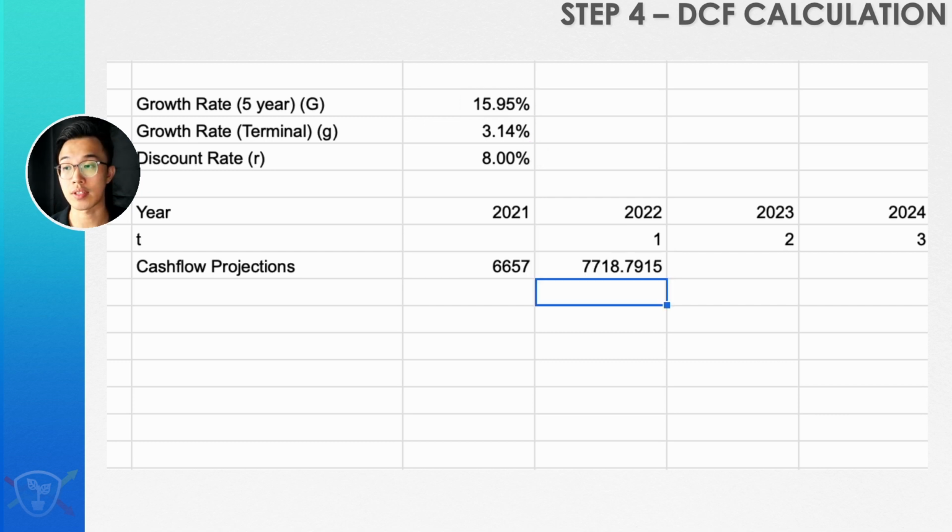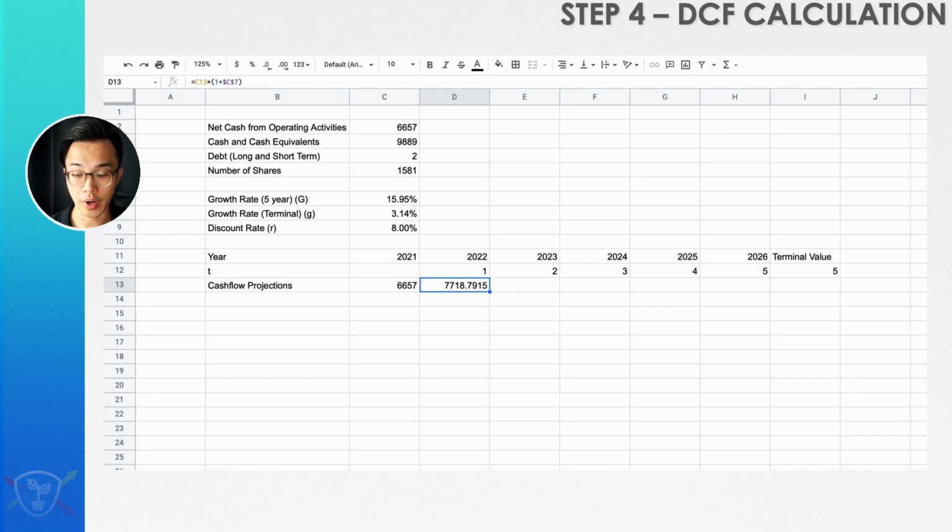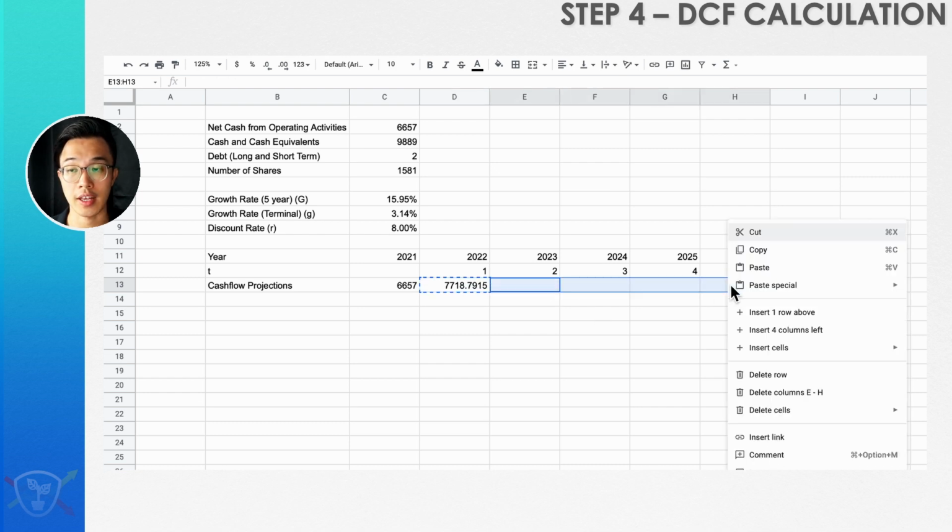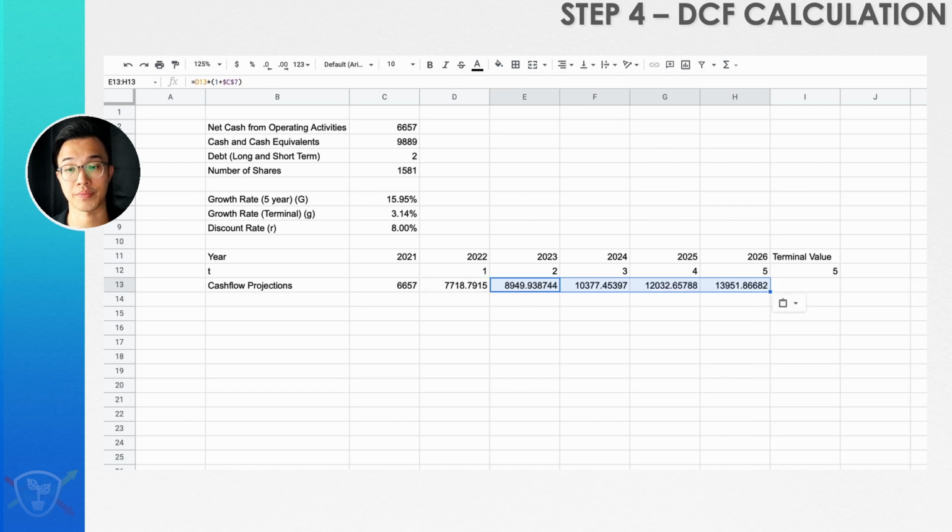Okay, so this is the formula. We're gonna copy this and paste it across the next 5 cells. Formula only. Okay, so here we have the projected numbers for the next 5 years.